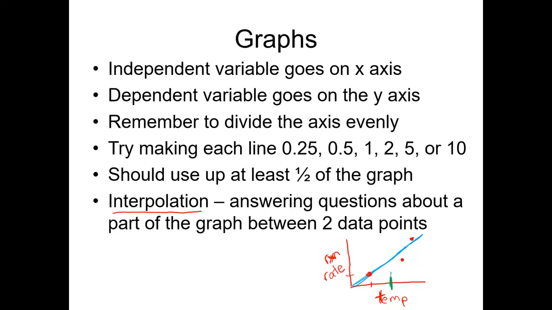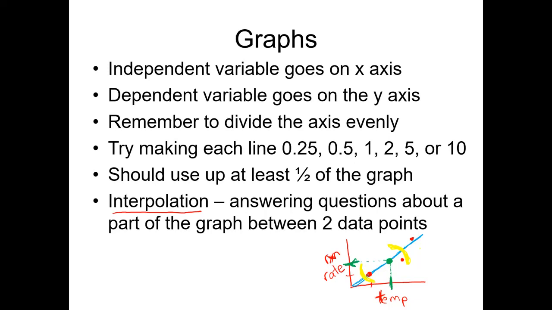What I would do is go up until I hit the blue line, then go over to my reaction rate. So at this point that I'm showing in green, my reaction rate could be determined because I have a graph and I have this line of best fit. Do you see how I am asking you about a point on that graph that is between two data points?